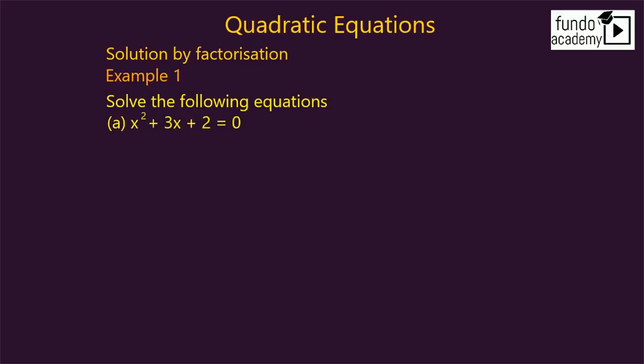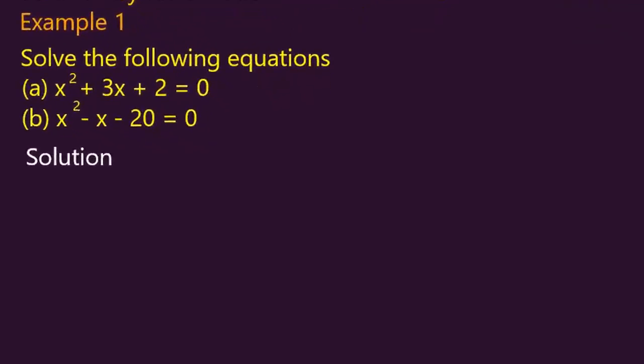We have on part A x squared plus 3x plus 2 equal to 0, and on part B we have x squared minus x minus 20 is equal to 0. So let's go on to our solution. Remember, we want to use the method of factorization. We talked about how to factorize quadratic expressions in our algebraic expressions topic. So that is the same thing that we want to do here.